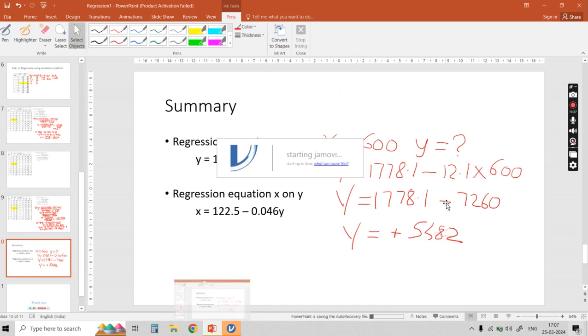Software is applicable when you have a large number of observations or you want to find out the values for equations.